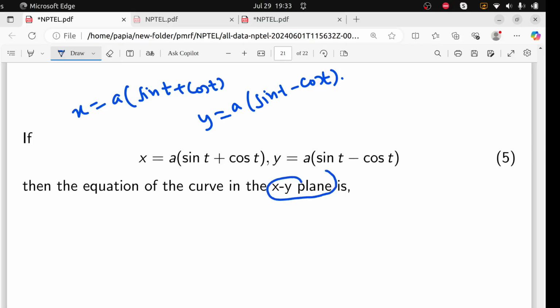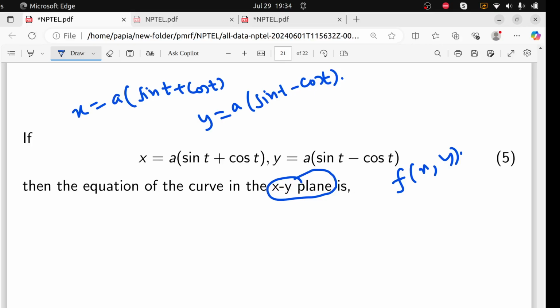To find the equation of the curve, remember it is written as in the xy plane. So in the xy plane I need the equation of the curve. That means our curve will be a function of x and y only. But you can see our equations give x as a function of t and y as a function of t. So I have to remove that t function. That's it. Then only can I have the equation of the curve in the xy plane. So that is my main aim: I have to eliminate the t terms from x and y. So how to do that?